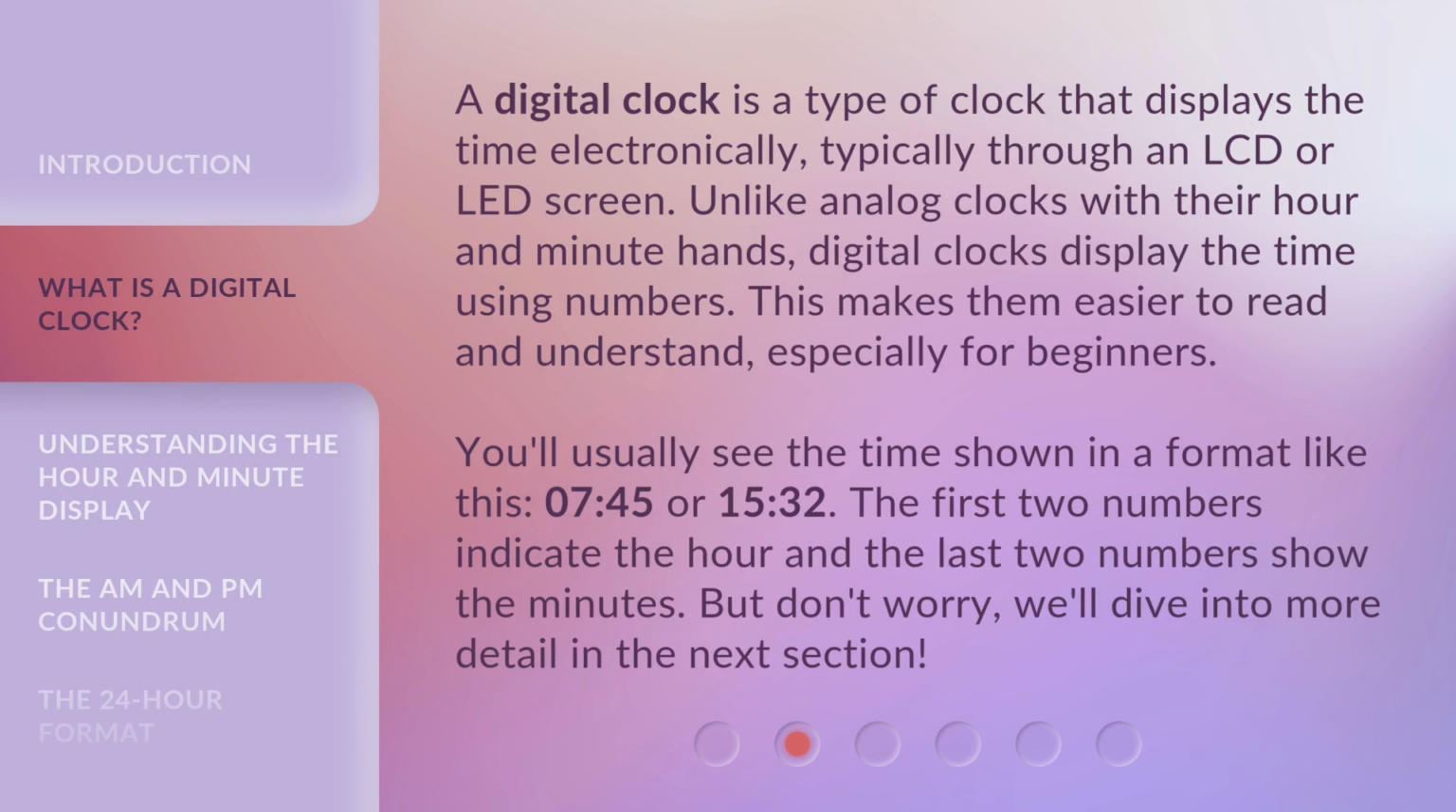A digital clock is a type of clock that displays the time electronically, typically through an LCD or LED screen. Unlike analog clocks with their hour and minute hands, digital clocks display the time using numbers. This makes them easier to read and understand, especially for beginners. You'll usually see the time shown in a format like this: 7:45 or 15:32. The first two numbers indicate the hour and the last two numbers show the minutes. But don't worry, we'll dive into more detail in the next section.